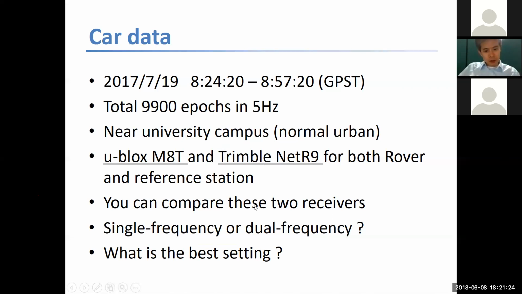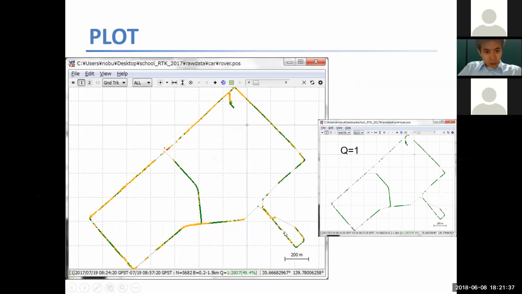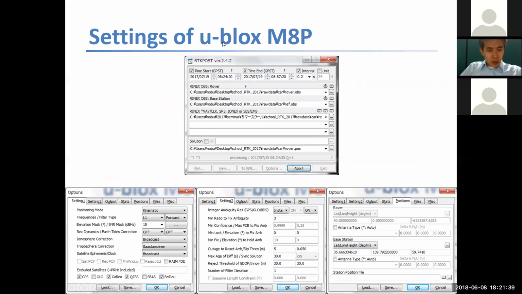So let's compare these two receivers. We also want to see the difference between single frequency and dual frequency. And finally, what is the best setting? Firstly, we will test the u-blox observation data.